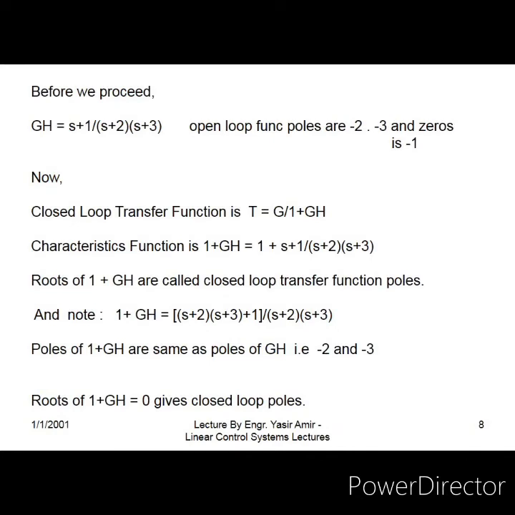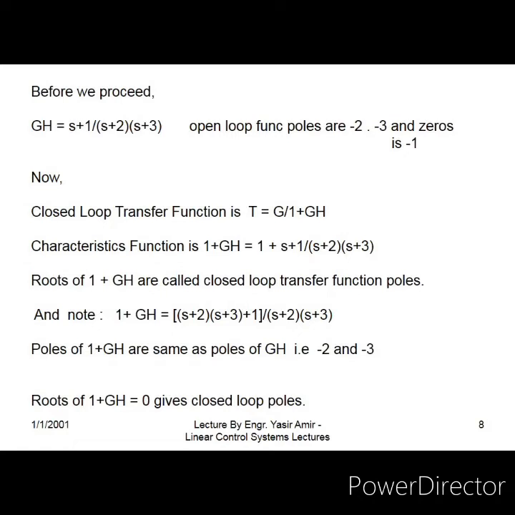Now, whatever we have said in the previous slide is understood by means of this example. Here in this slide you can see an example. We have the open loop function GH, which is equal to s plus 1 in the numerator, and in the denominator we have s plus 2, s plus 3. This open loop function has poles at minus 2 and minus 3, and the zero at minus 1. Is it clear? Now as we move forward, the closed loop transfer function is G upon 1 plus GH.